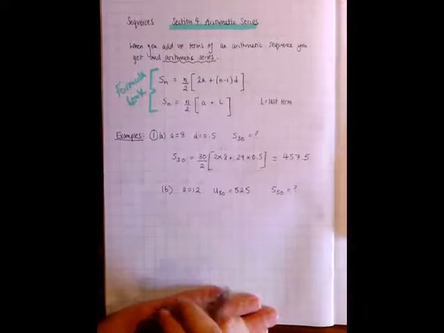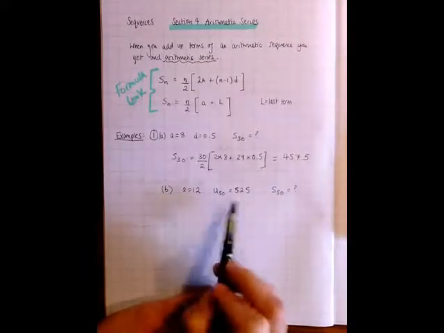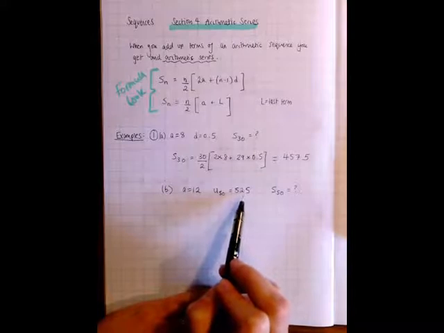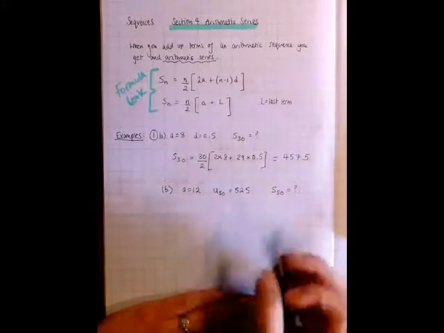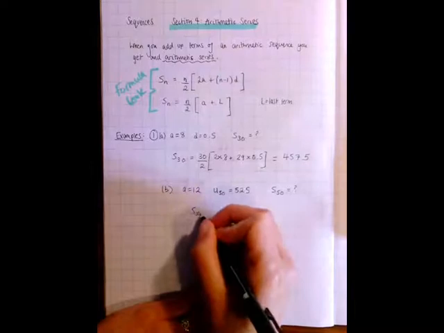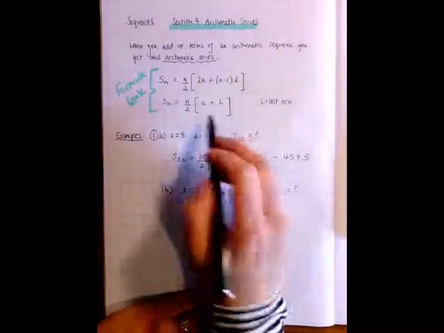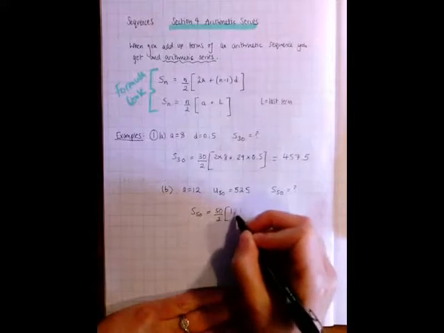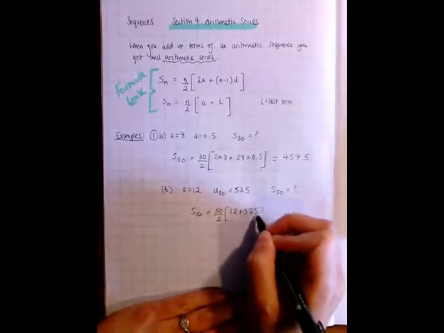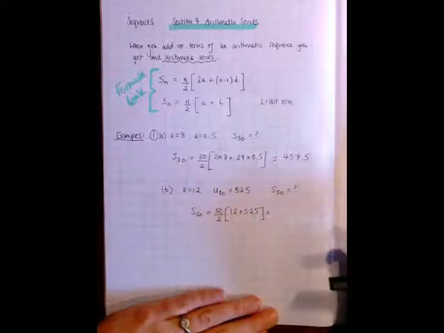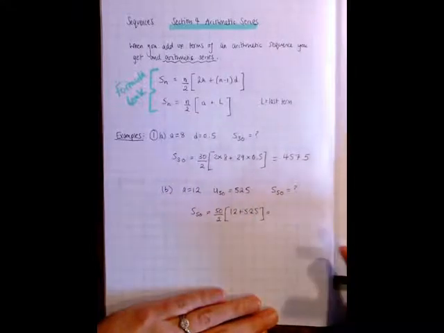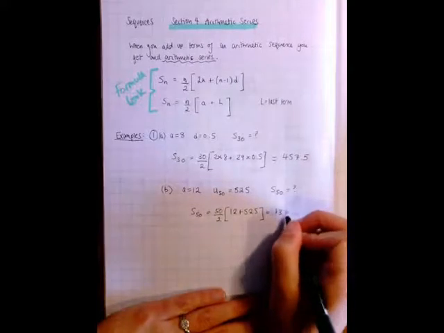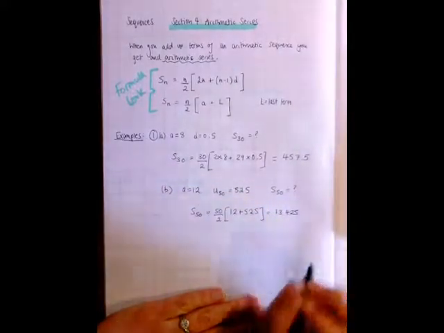Okay, so with this one, I've got the first term, and because I want the sum of the 50 terms, I've also got the last term as well. So we can straight away use the second formula up here: the sum of 50 is 50 over 2 times 12 plus 525, which is 13,425.